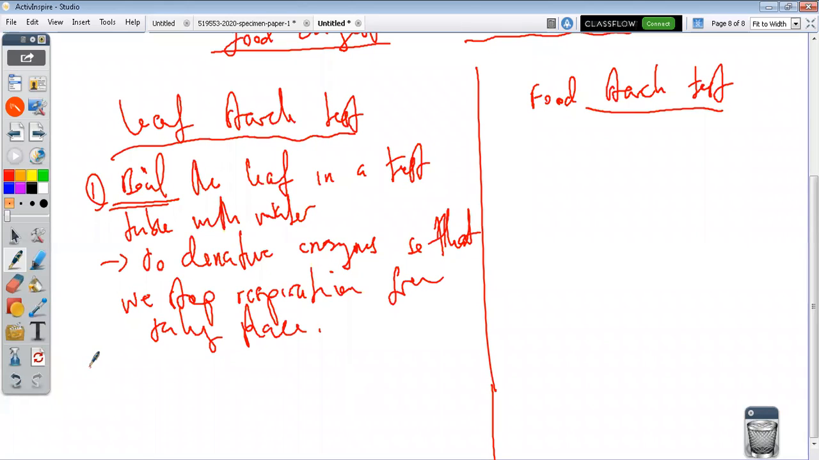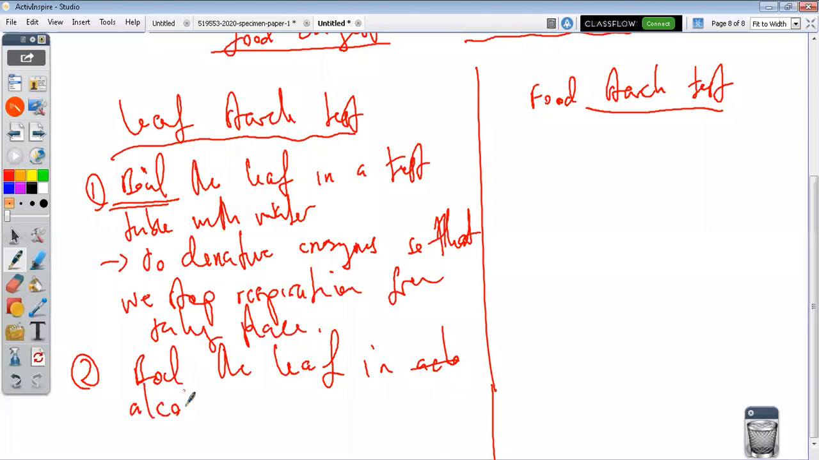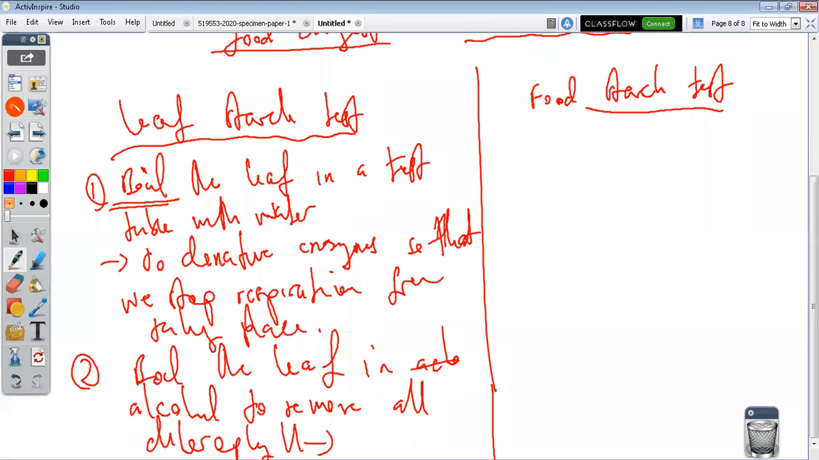Number two, what do we do? So what's the second thing? Once we have boiled the leaf in water, what do we do? We now boil the leaf in what? Alcohol. Yes, we boil the leaf in alcohol. What's the reason now? To remove all the what? The green part is what? Chlorophyll, because it will affect your starch test. Chlorophyll affects your color changes when you want to do a starch test. Are we together?